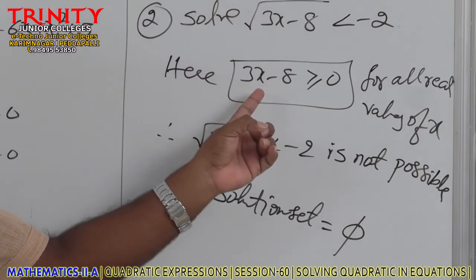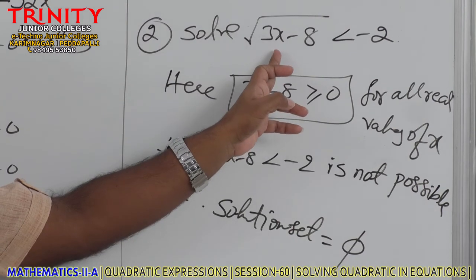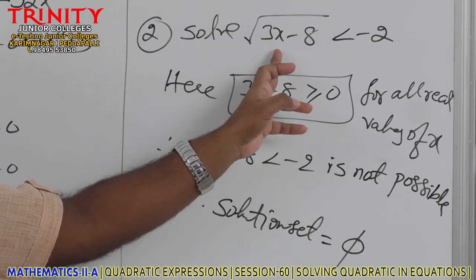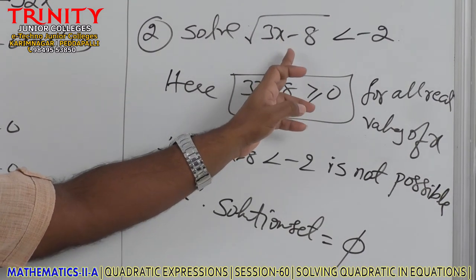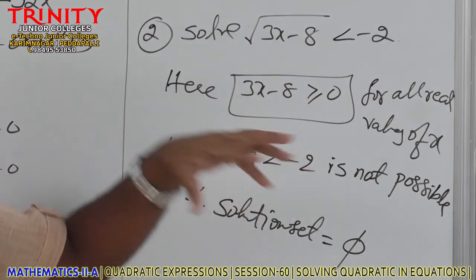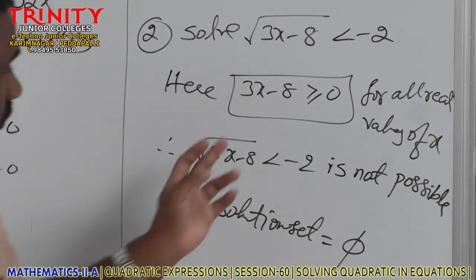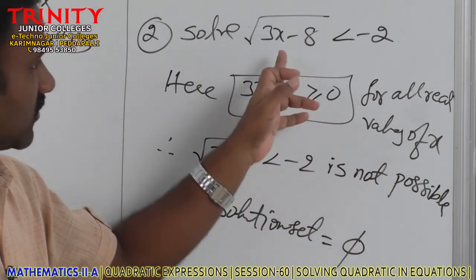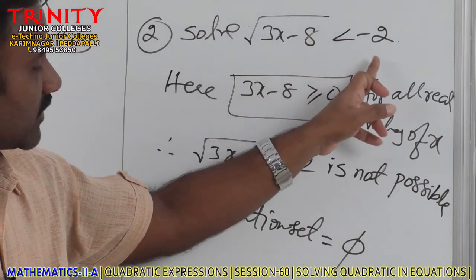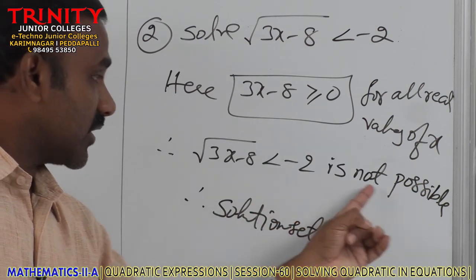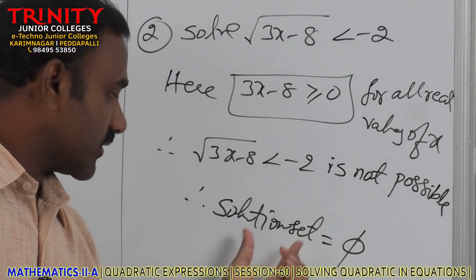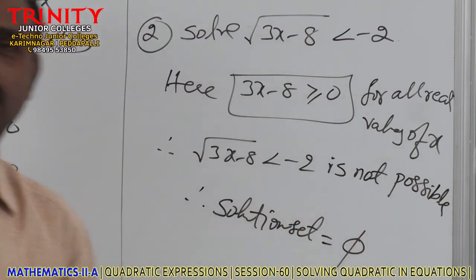Okay. Did you understand this one? The root of a negative value is not defined. Always root 3x minus 8 is either 0 or greater than 0. There is no chance to get less than 0 for any real number. But it is given that it is less than minus 2. Therefore, it is not possible. It is not defined. Therefore, the solution set is the empty set.